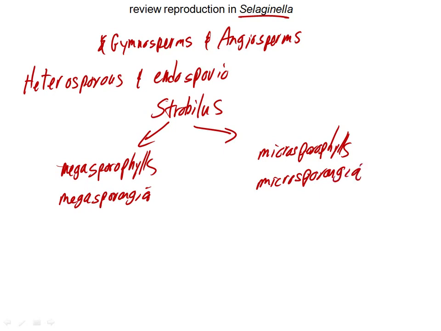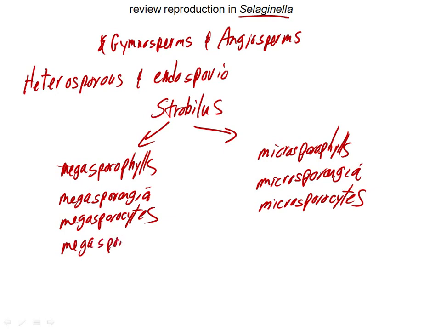Megasporangia have, well, let's be really complete, megasporocytes. And microsporocytes in the microsporangia. Those are going to give rise to, after meiosis, the megaspores. See, we're just kind of writing the life cycle out here, except in a different form. And the microspores.